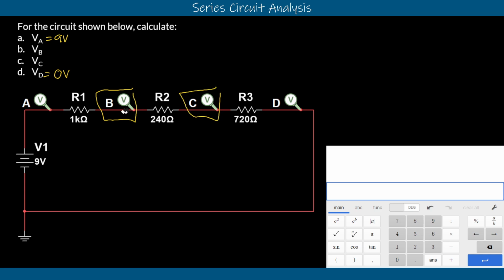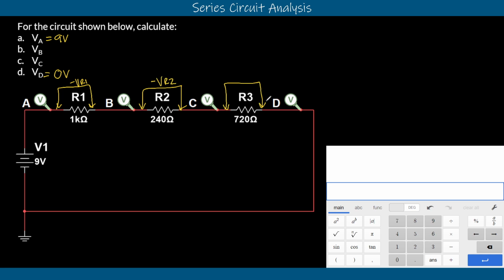And that has to do with our voltage drops. Right, so we know that this resistor is going to consume some of our voltage. We can call that VR1. And we know that the second resistor here is also going to consume some of the total voltage of 9 volts, so that's going to be VR2. This last one here is VR3, right? It's also going to consume the remainder of whatever voltage is left over.